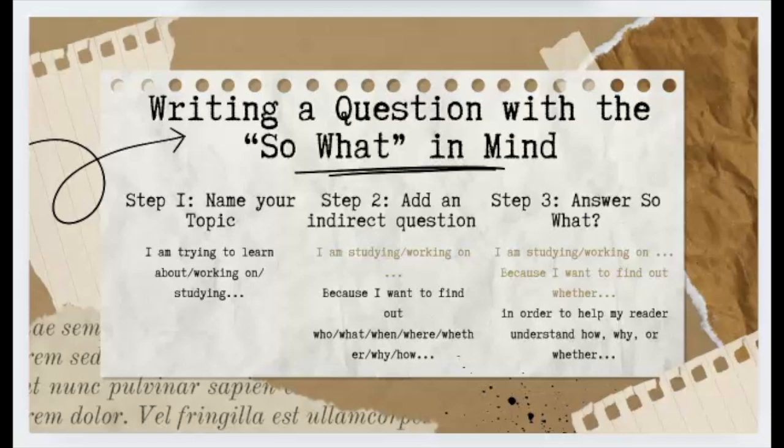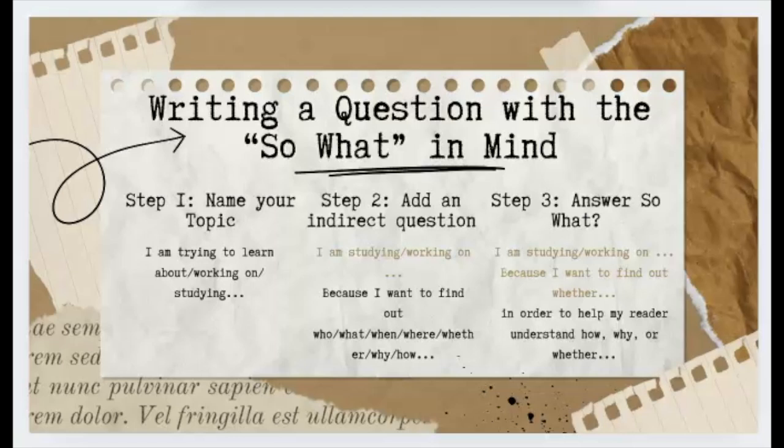So the first step is to name the topic. So that's like that second part of the funnel. We have our subject, climate change, but now we want to really narrow it down to that next step of the topic. And so they suggest a sentence stem such as I am trying to learn about, I am working on, or I am studying.